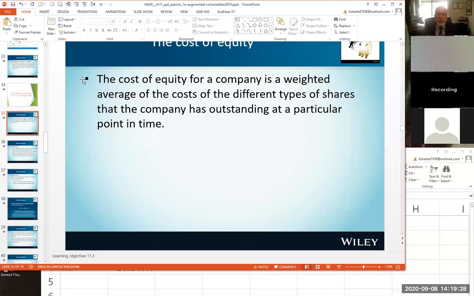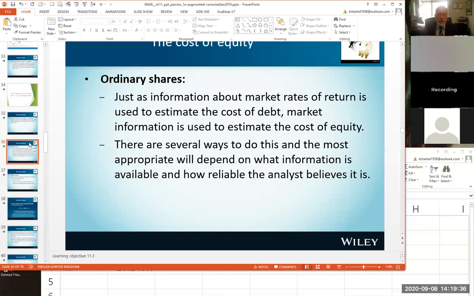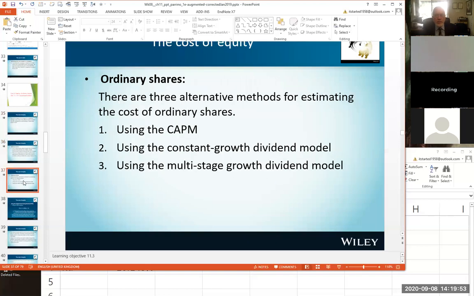Overall, the cost of equity for the company is a weighted average cost of the different types of shares. That should be fairly straightforward. So this is not hard, just a weighted average. Now look at ordinary shares first of all. There are a number of ways of valuing ordinary shares depending on the circumstances and what kind of data you have, and to a certain extent the situation of the company. So let's look at what the possibilities are.